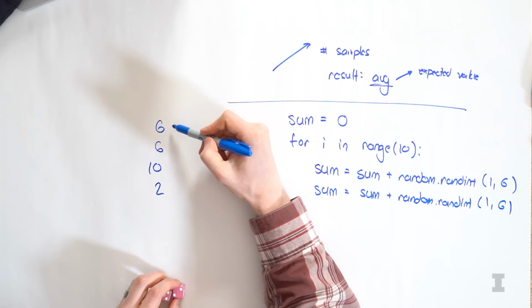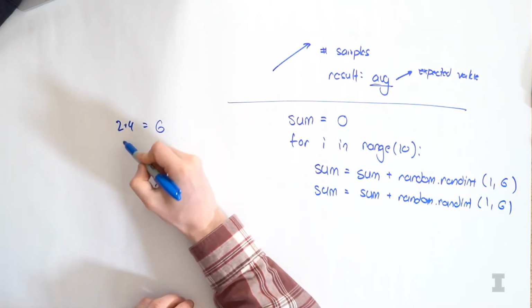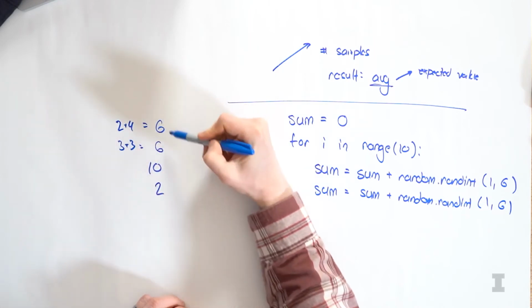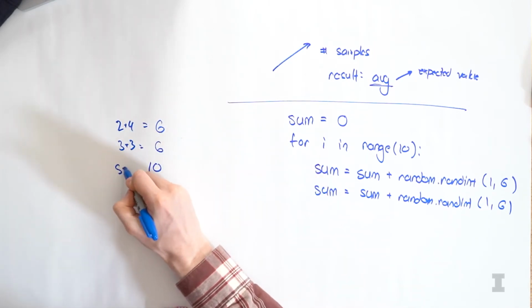And it's similar to what I'm doing over here. I rolled 2 dice, I got a 6. So this was, I think, a 2 and a 4. And then this was a 3 and a 3. So I've got a 6. You can get 6 multiple different ways. I'm pretty sure this was a 5 and a 5.